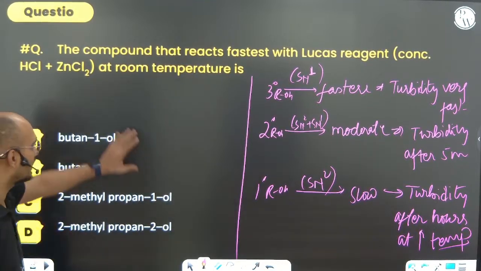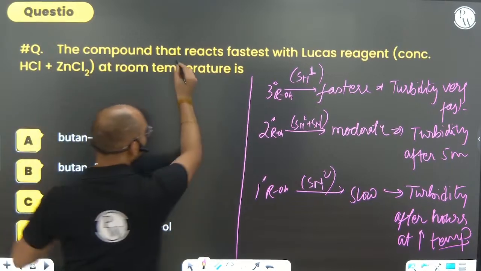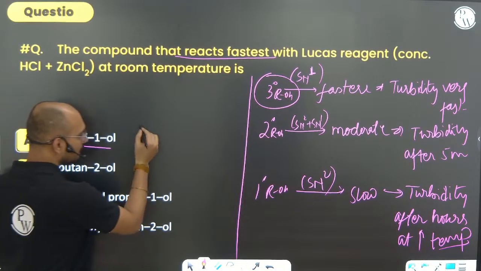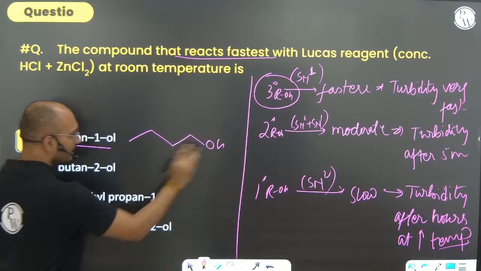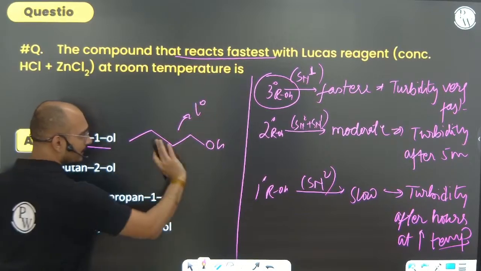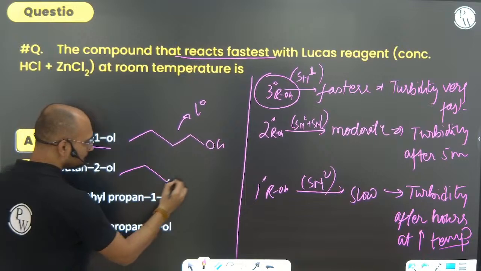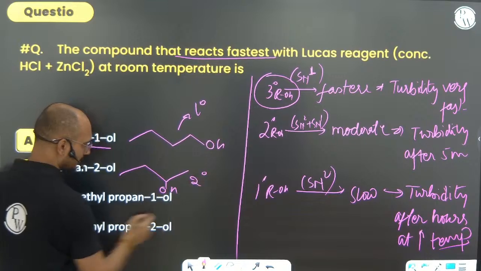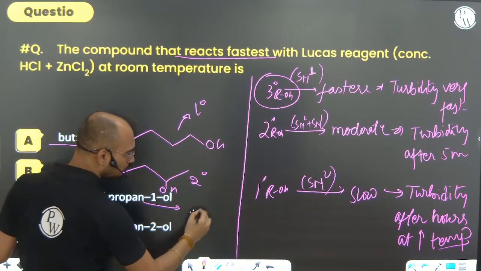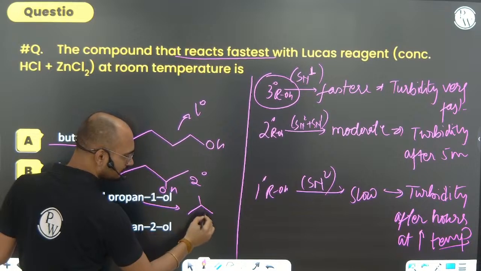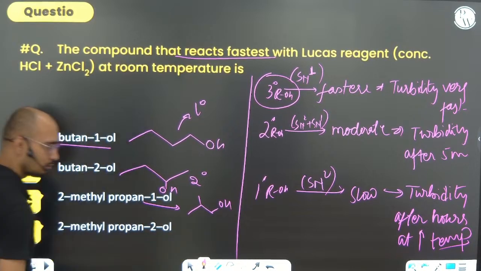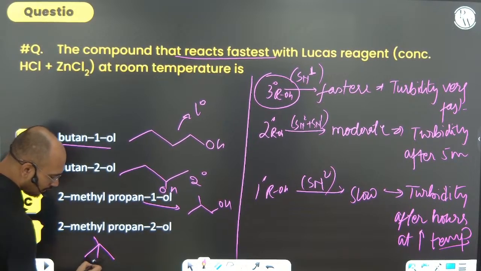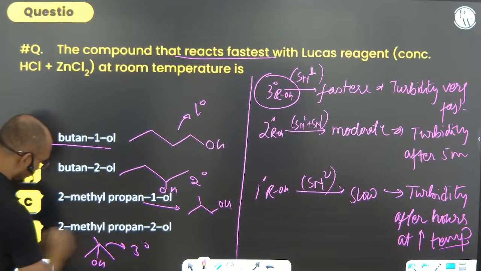So whichever is 3 degree will react fastest. Can you see butane 1-ol, meaning 1, 2, 3, 4 with OH? It is 1 degree, very slow. Butane 2-ol is also very slow, because it is 2 degree. Here 2-methylpropane 1-ol, can you see? It is also not. Here 2-methylpropane 2-ol, can you see? It is 3 degree. So option D is the correct option.